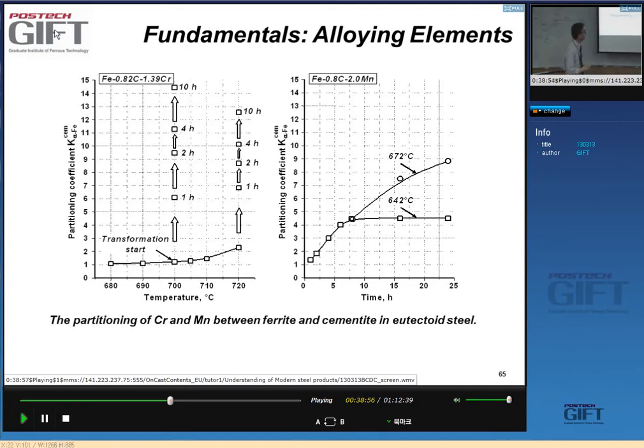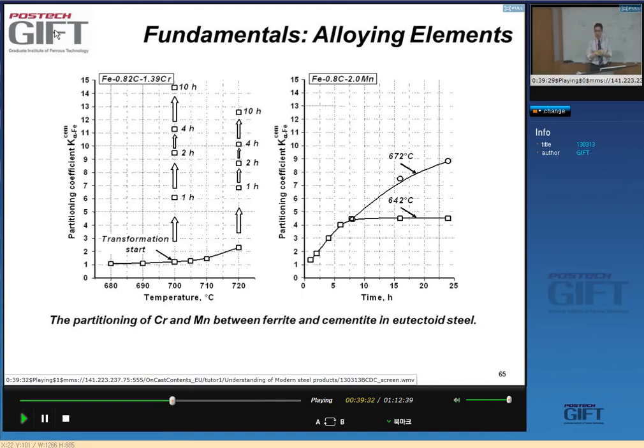In this case, it's the manganese partitioning you're looking at. You see that if you wait long enough at 642, you see the manganese content in the carbide increasing until it reaches its equilibrium. If you had done it at a higher temperature, 672, you would see an increase in the amount of manganese. So the manganese will have a tendency to go also into the cementite.